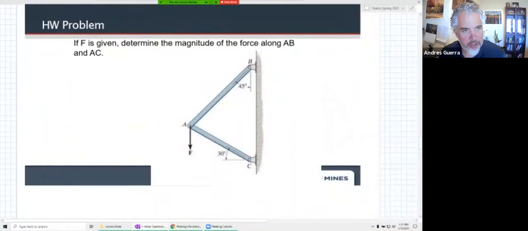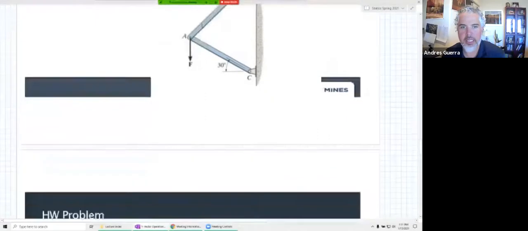Next thing I want to show you all is the homework problems. So these are the ones that are due next Thursday. So we know before we start lecture what we're aiming for. If F is given right here, determine the magnitude of the force along AB and also along AC. So we'll talk about problems like this today.